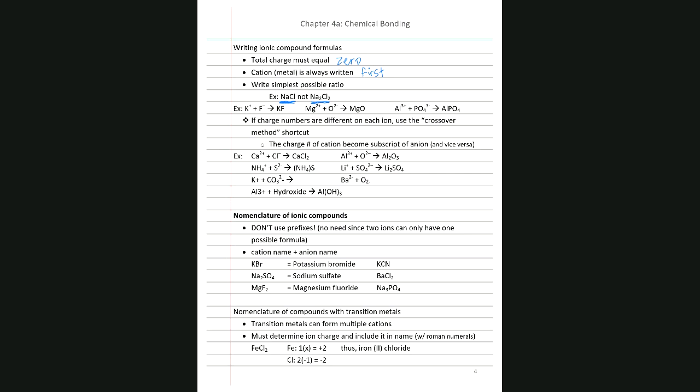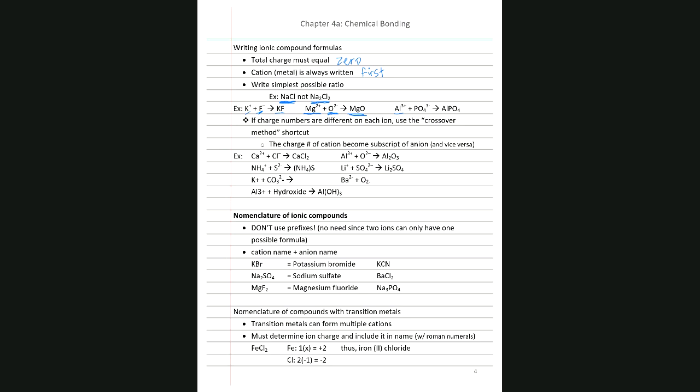So some other examples that I have are potassium and fluorine. Potassium has a 1+ charge. It's in group 1 on the periodic table. Fluorine has a 1- charge, so they'll combine to form KF, potassium fluoride. Magnesium is in group 2, 2 valence electrons. It'll lose those for a 2+ charge. Oxygen's in group 6, so it will gain 2 electrons for a 2- charge. These two charges cancel out. 2+ plus 2- equals 0. So we have a 1-to-1 ratio of magnesium and oxygen in magnesium oxide.